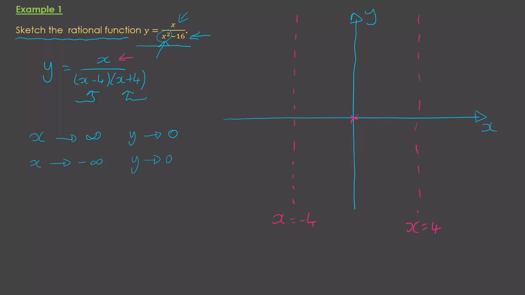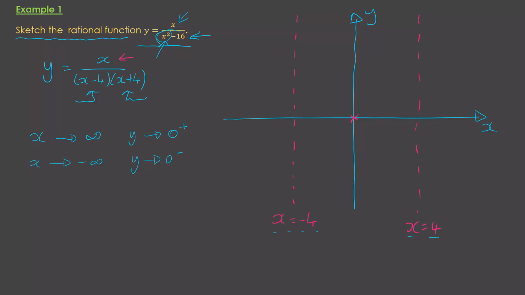But in the first case, the top and the bottom would both be positive, so it's going to tend to 0 from above. And in the second case, the top is negative and the bottom is positive, so it will tend to 0 from below. Now, let's think about what happens in the region in between.